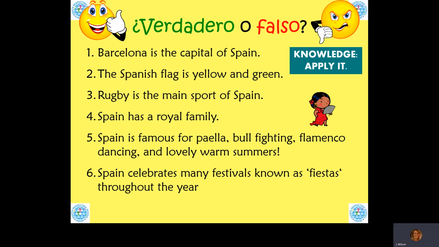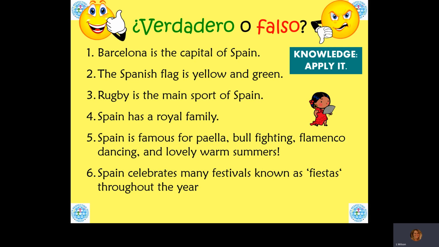Okay, so hopefully you have finished now and you're ready to go through the answers. Las respuestas. Barcelona is the capital of Spain. Is that true or false? It's false. Hopefully you will have written down false and you have written that the correct answer is indeed Madrid. So Madrid is the capital of Spain, not Barcelona.